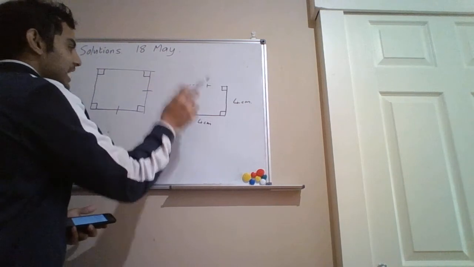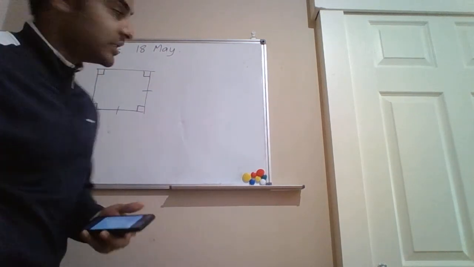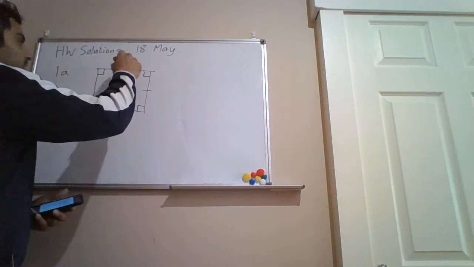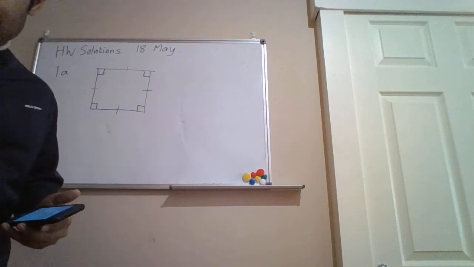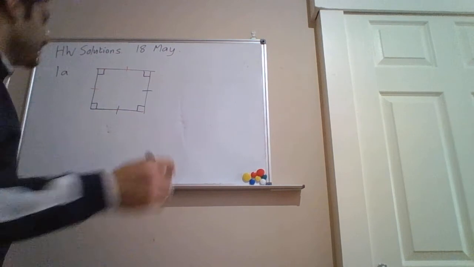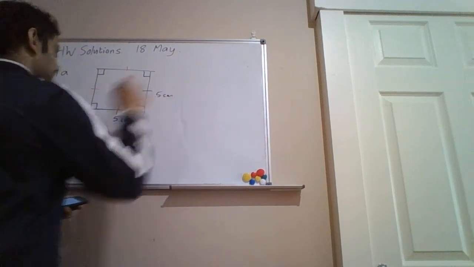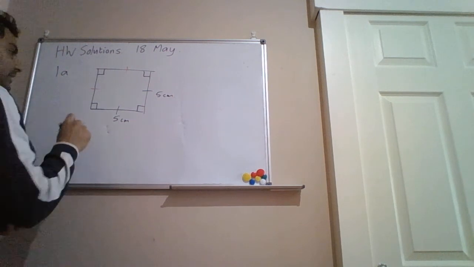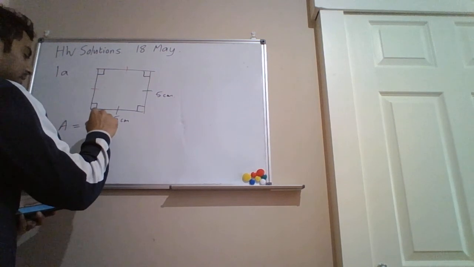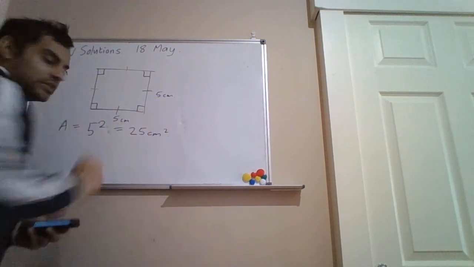So you don't have to put that in, but we'll fill it in just to be 100%. So this side and this side is equal, and we have a square. So one of the sides is 5 centimeters. The other side is 5 centimeters, and the area equals base times height. So it's going to be 5 times 5, which is 5 squared, 25 centimeters squared.